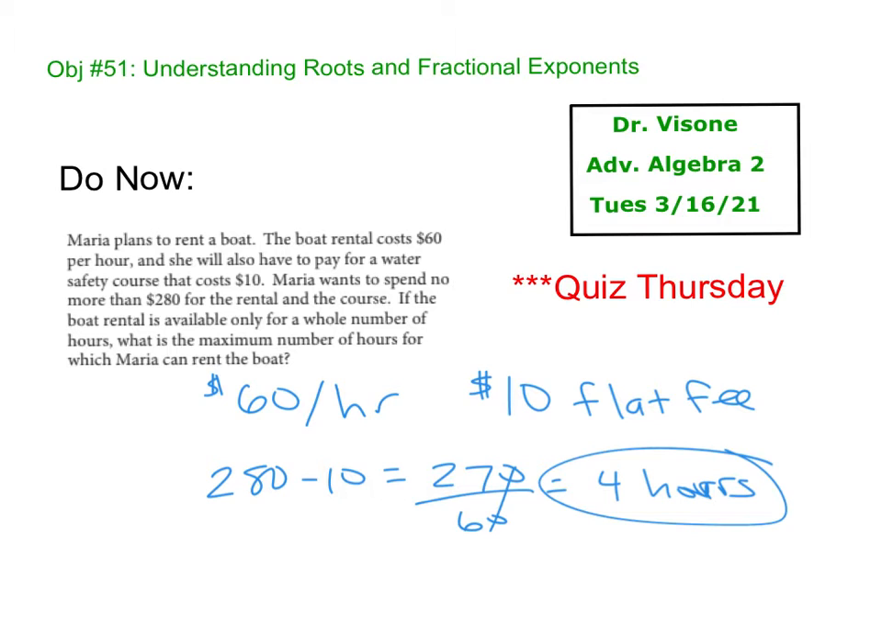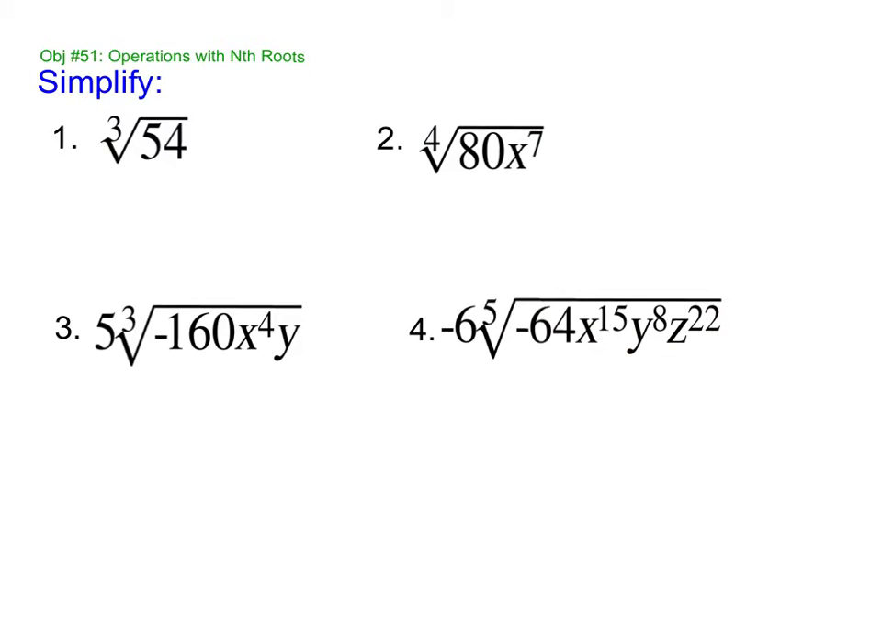If you want to go real hard, you could do 270 is 60x plus 10. X has to be less than or equal to, and then solve it, but you get 4. All right. Pause and try these. These are also on the worksheet.